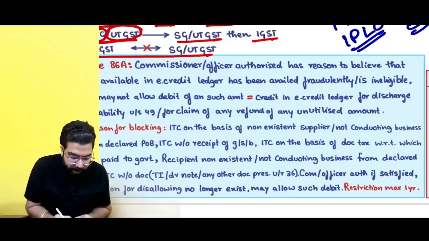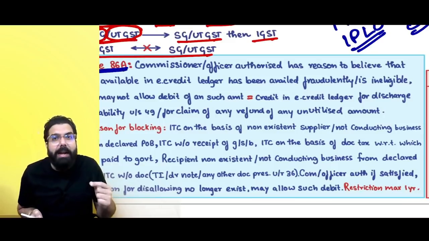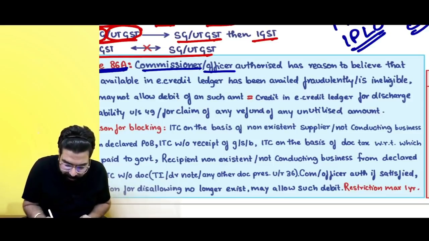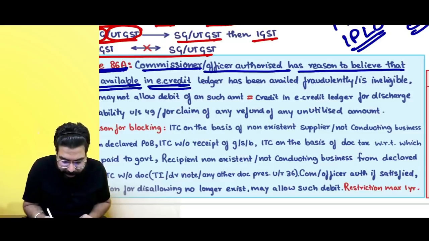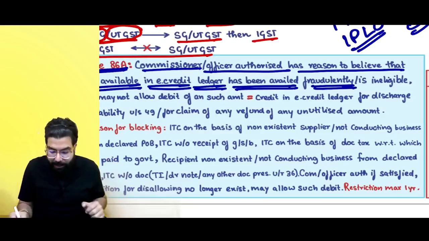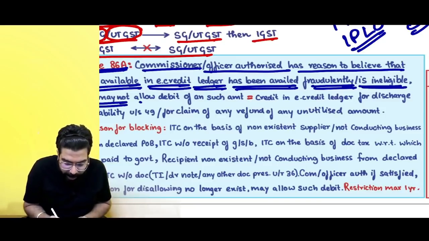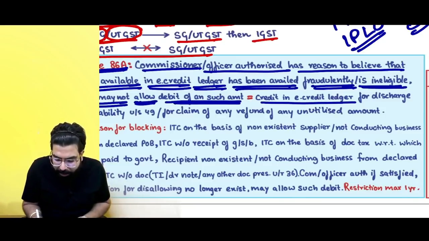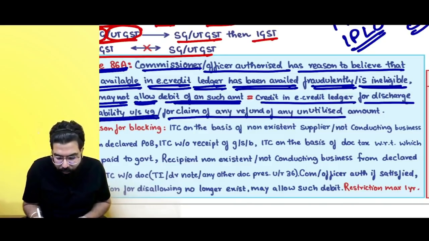So let's go ahead and see over here. Rule number 86A talks about blocking of credit by the commissioner. The commissioner or officer authorized has reason to believe that ITC available in the e-credit ledger has been availed fraudulently. You have gone ahead and taken the ITC fraudulently, or you are ineligible. He may not allow the debit of such amount equal to the credit in the e-credit ledger for discharge of liability or for claiming a refund.